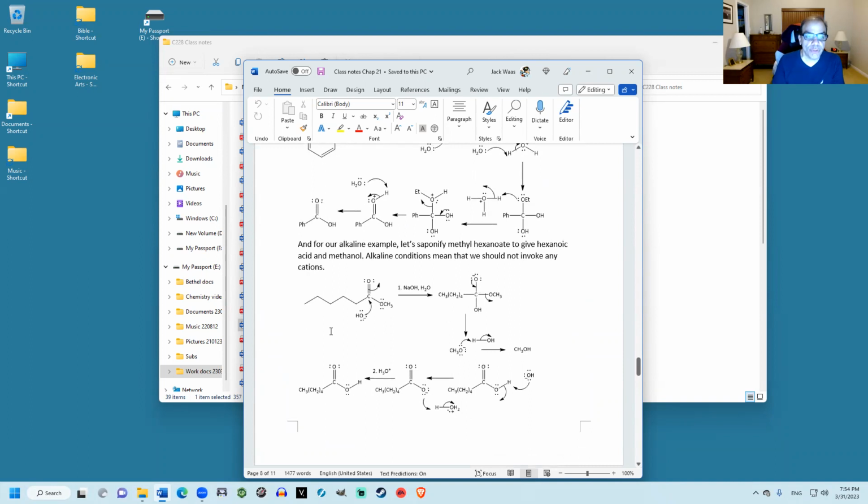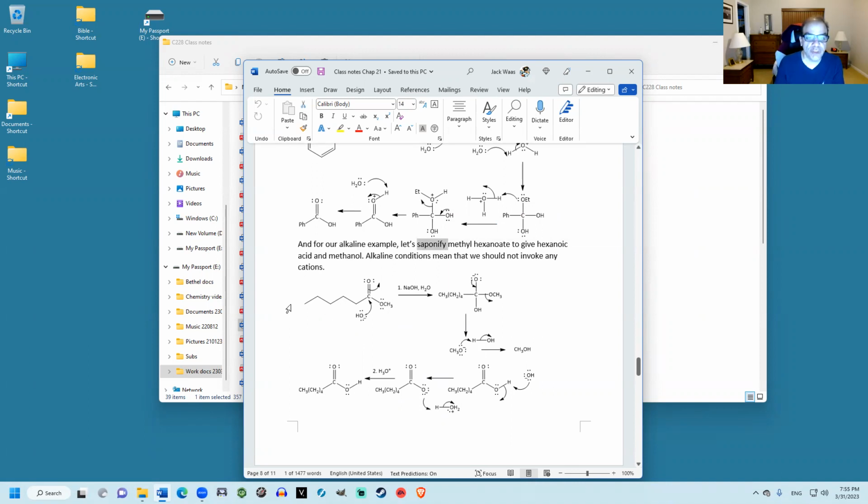In alkaline solution, the reaction looks a little different. I've changed the molecules around. Now, instead of ethyl benzoate, we've got methyl hexanoate. So this is alkaline hydrolysis of an ester, also called saponification.